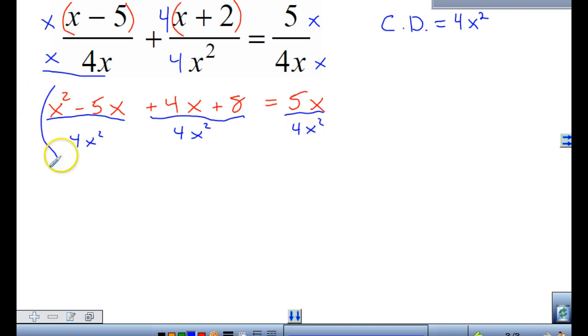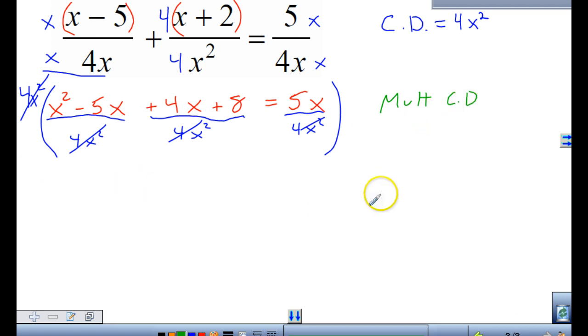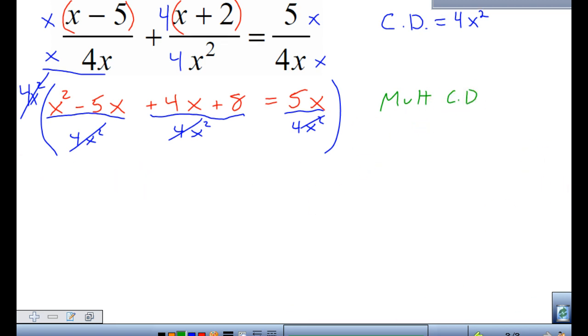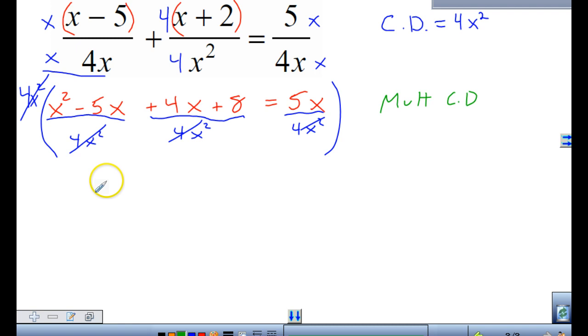And of course, we're just going to clear them out now. If I multiply each of these by 4x squared, they just end up canceling each of these out. That's why we chose that one, whatever that denominator is. The second step is always to multiply by that common denominator. And from this point on, no more fractions.